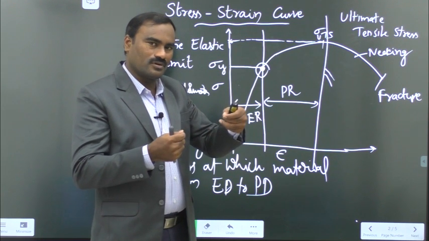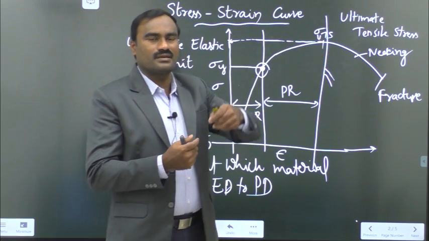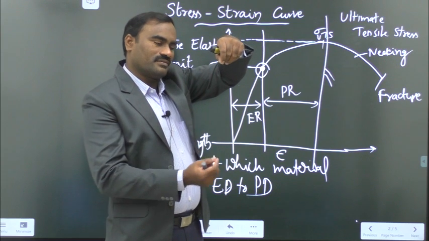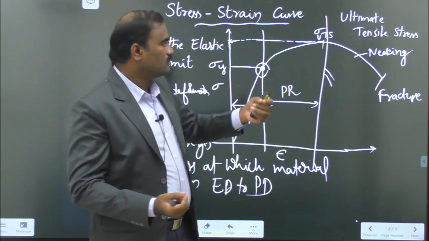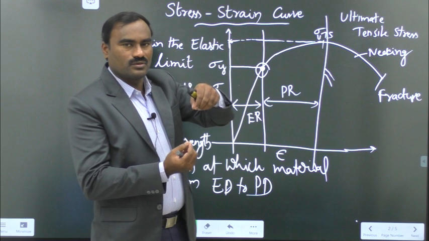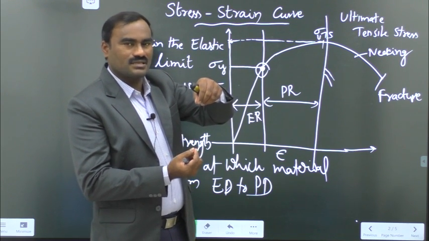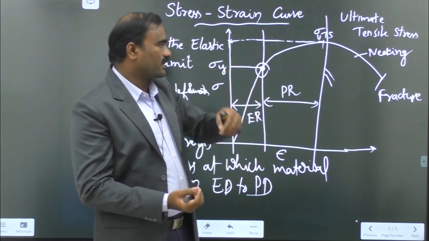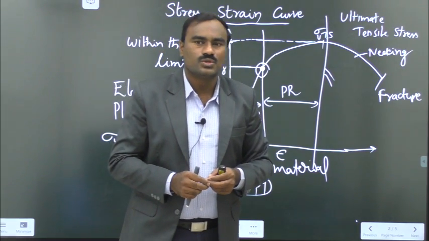So as you apply more force, it stretches. After a particular stress, you need not apply any force. If you keep it like this, by itself it breaks into two pieces. That is the process where, even if you don't apply any force, the plastic deformation or the elongation increases, and it is called necking. So ultimately fracture, that means the material breaks into two pieces.